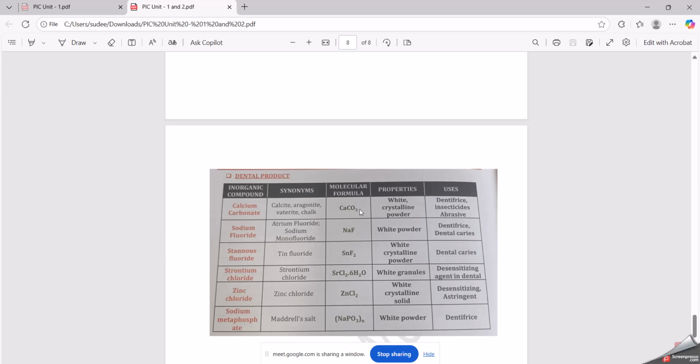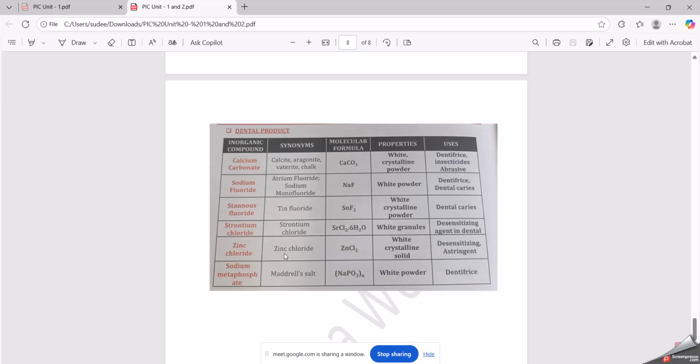For calcium carbonate, the synonyms are calcite, aragonite, vaterite, chalk. Molecular formula, CaCO3. Properties: white crystalline powder. Uses: it is used for dentifrices, insecticide, abrasive. Then for sodium fluoride, the synonyms are sodium monofluoride, sodium fluoride. Properties: white powder. Uses: dentifrices and dental caries.